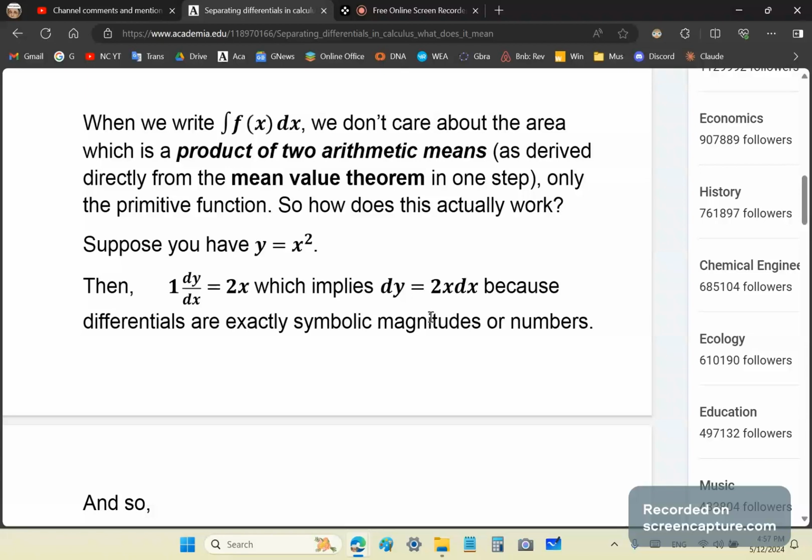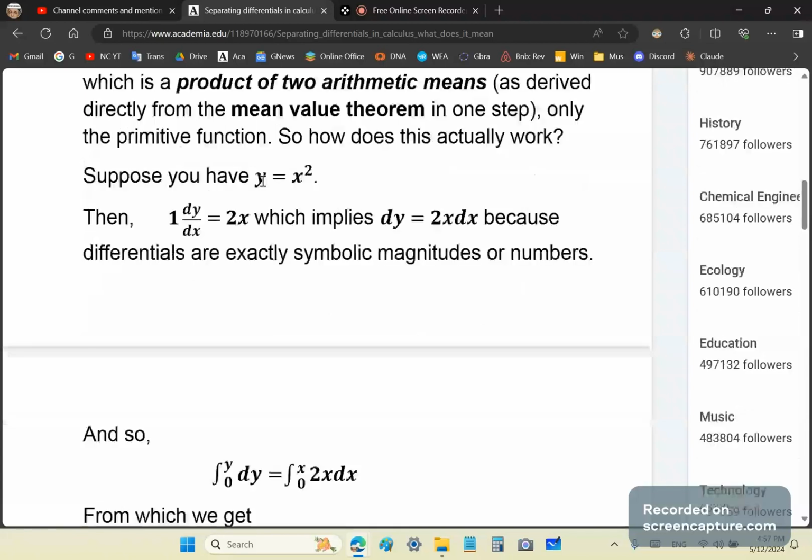So how does this actually work? Suppose you have y is equal to x squared. You don't just differentiate each side. You don't just say the differential on this side is dy and 2x dx. This is the way you say it. You say the derivative of y with respect to x is 1 multiplied by the differential, okay? And on the right-hand side, you just have 2x. And now this implies that dy is equal to 2x dx.